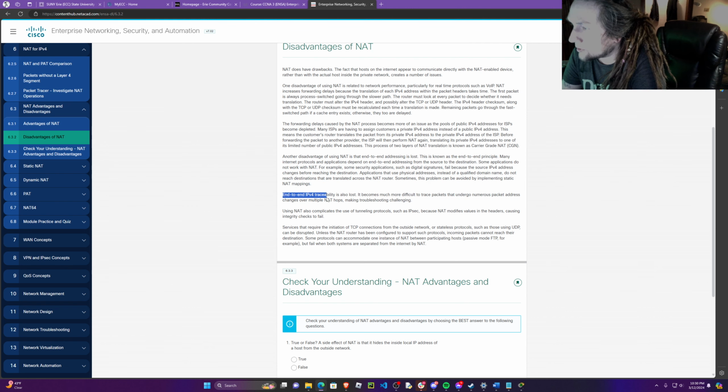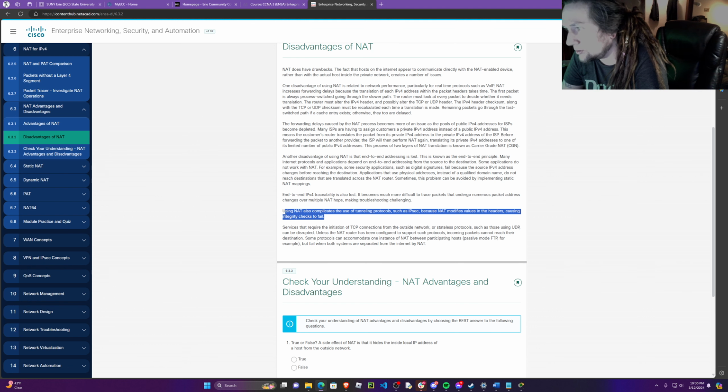End-to-end IPv4 traceability is also lost. It becomes much more difficult to trace packets that undergo numerous packet address changes over multiple NAT hops, making troubleshooting challenging. Using NAT also complicates the use of tunneling protocols, such as IPsec, because NAT modifies values in the headers, causing integrity checks to fail.